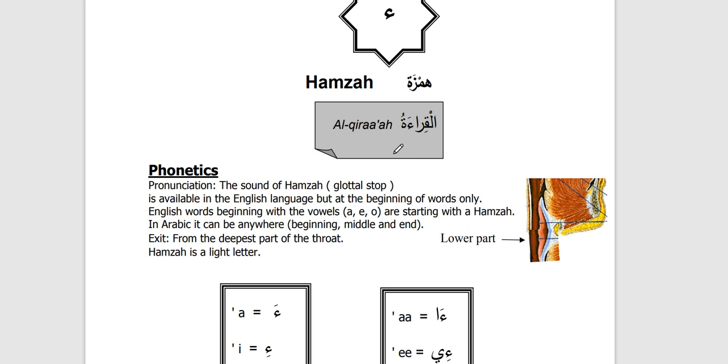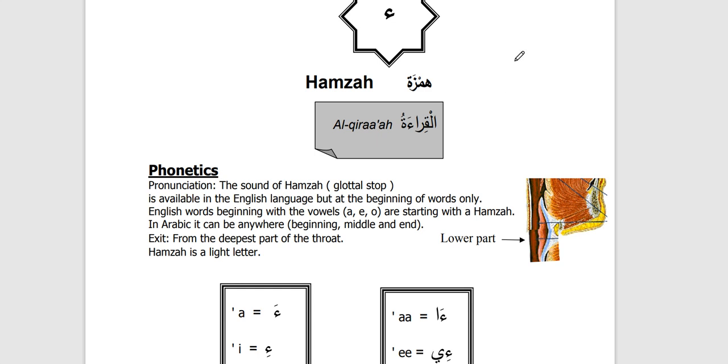And Hamza is a light letter. As you pronounce Ha, it's the same with Hamza. Hamza is not a strong letter like Ain or Qaf. Those are heavy and strong letters, but Hamza is a light letter. And as you can see, the pronunciation and articulation is very easy. You can very easily pronounce the letter Hamza, as in English.